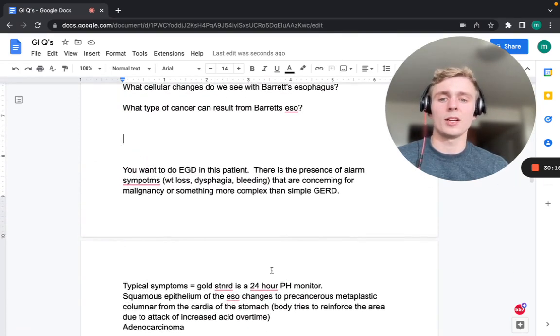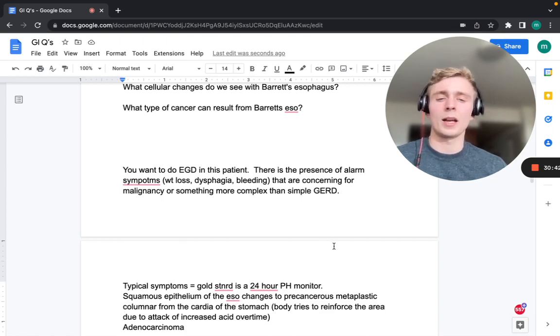And to explain that further, for typical symptoms with no alarm symptoms, the gold standard is a 24-hour pH monitor. And we're explaining Barrett's esophagus cellular changes. It's important to know that the squamous epithelium, the typical lining of the esophagus, changes to a precancerous metaplastic columnar epithelium from the cardia of the stomach.